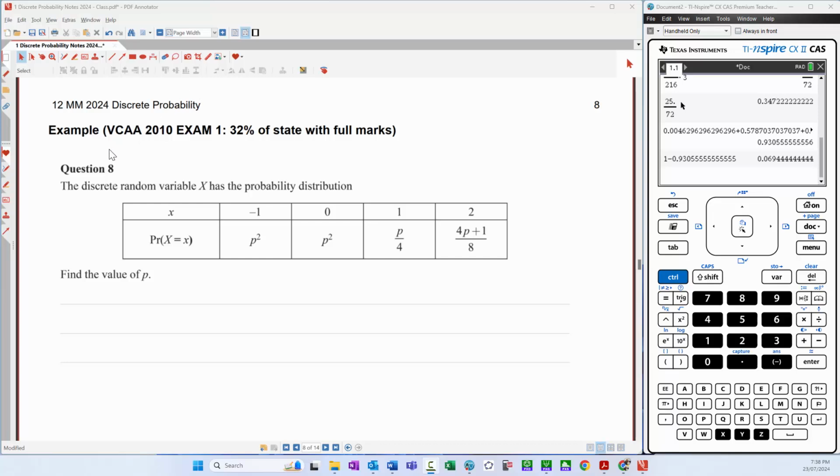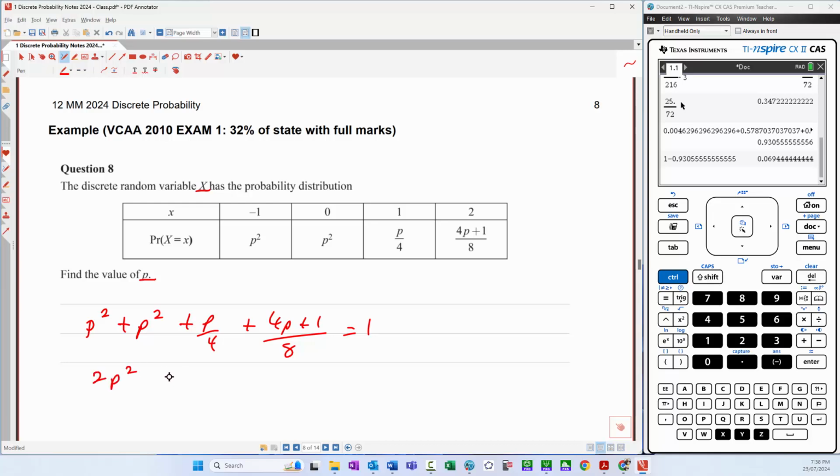In this part of the video, I will do these VCAA problems on discrete random variables. So let's get started. Discrete random variable x has this probability distribution, and they want the value of p. Right, so all we'll do is go p squared plus p on 4 plus 4p plus 1 on 8. We know that they have to equal 1, and then I'm going to solve for p. So you can see that this will form some form of quadratic.